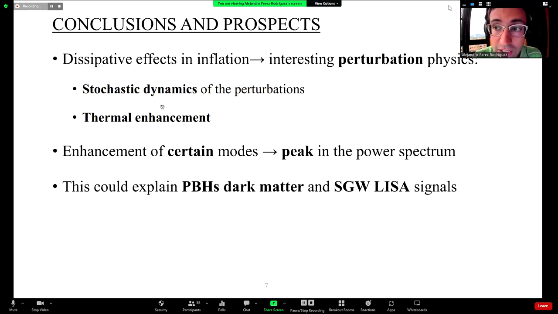And if we design our model such that only certain modes are enhanced, for instance, having a short, strong dissipative period, we can produce a peak in the primordial power spectrum, whose phenomenology is well known: the production of primordial black holes, which could account for the totality of dark matter, and a stochastic gravitational wave background potentially detectable by this. And I will stop here.